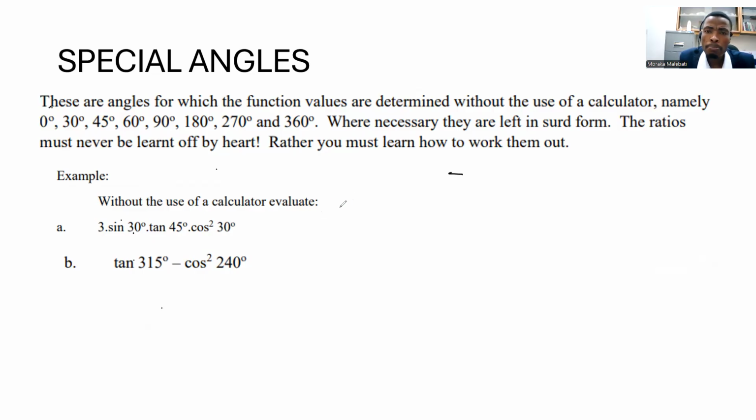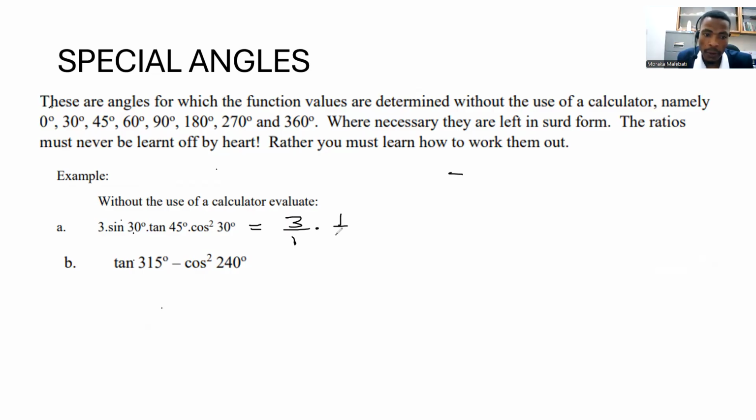You can use those triangles, but for now we can just cheat at the moment. Remember they said without the use of a calculator, so we cheat but act like we are not cheating. So here is just 3 over 1, multiplied by... you can just press on your calculator. They won't know that you're pressing your calculator, isn't it? But you can use those triangles. We are just saving time here.